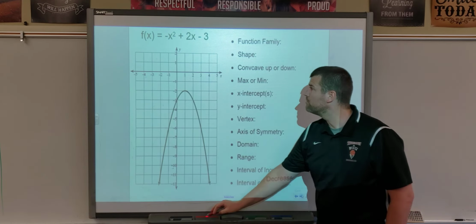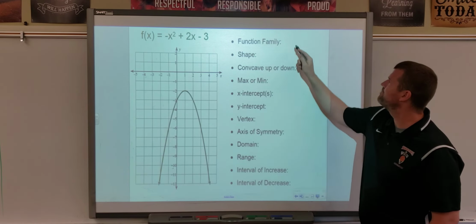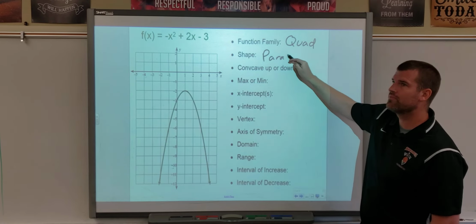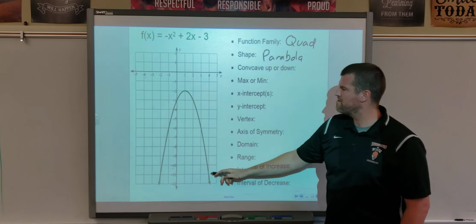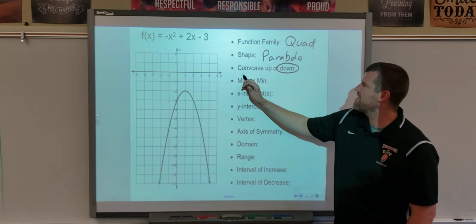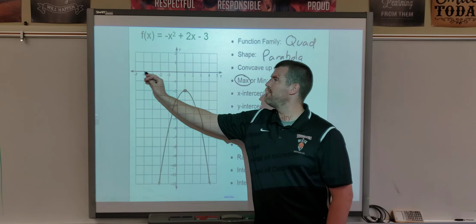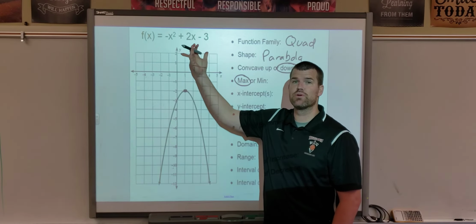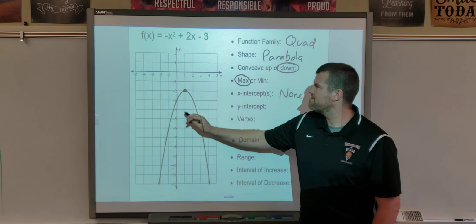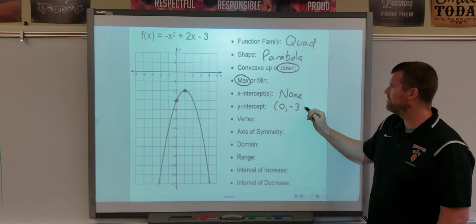And finally, we'll do one more example. Function family for this one, still quadratic. Shape, still a parabola. This time it's opening down, so that's concave down. It has a maximum because we have a high point. X-intercepts, this time we don't have any, which means if we solve this, there will be no real solutions. So no x-intercepts. Our y-intercept is right there at negative 3, so 0, negative 3.